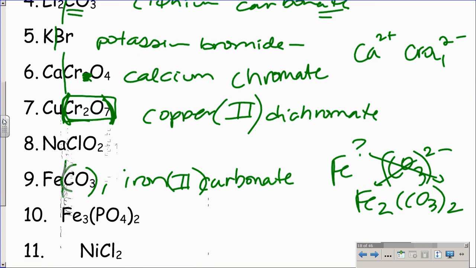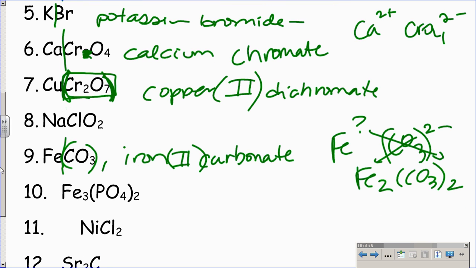So that's why I'm trying to give you guys some tools, some skills to use. Breaking it up into first and last name. You always break it after the first metal. You'll never have 2 metals next to each other. Usually it only has 2 names, unless you're a transition metal and you have the little number between them.